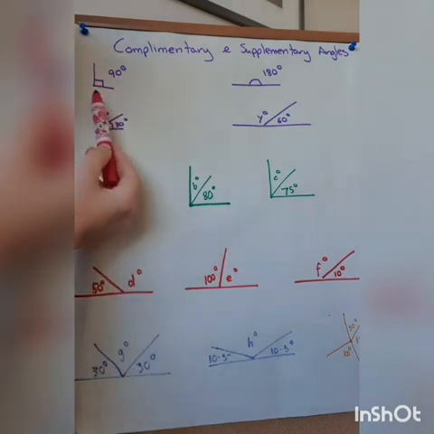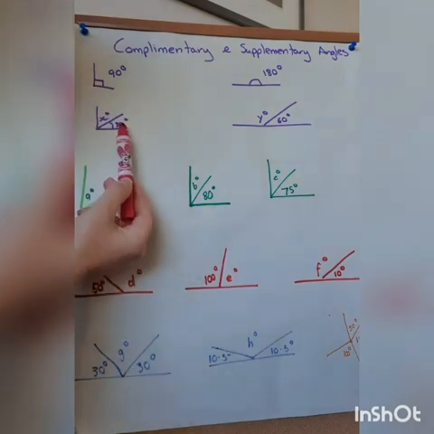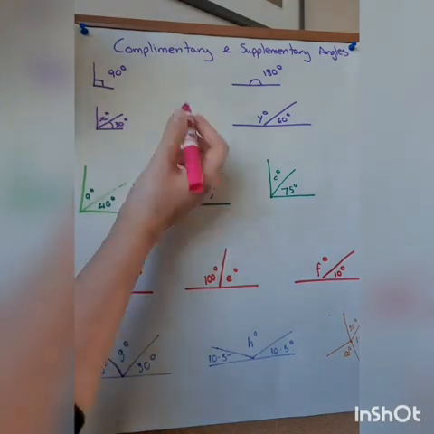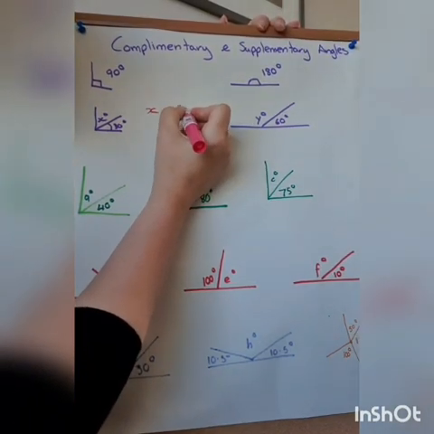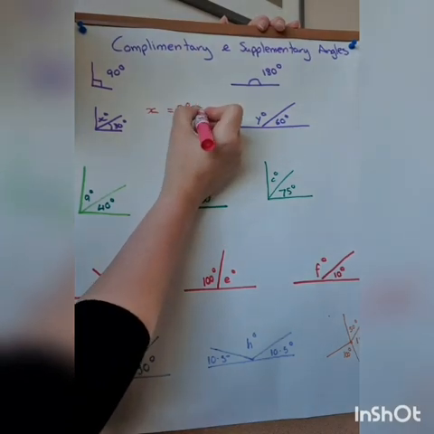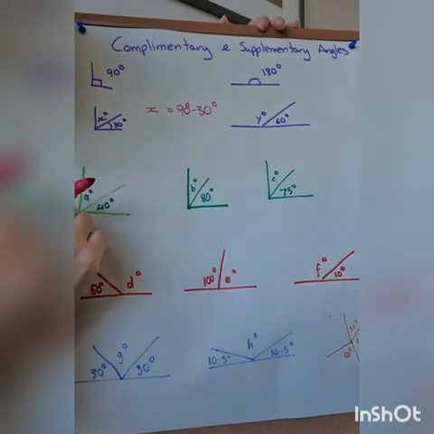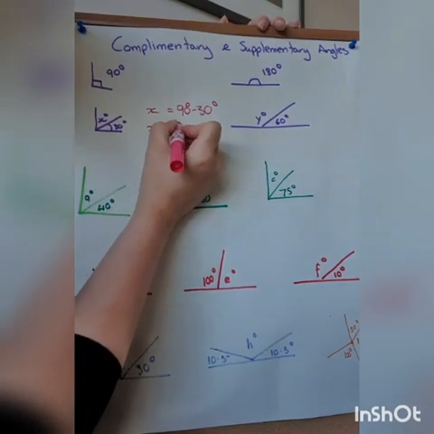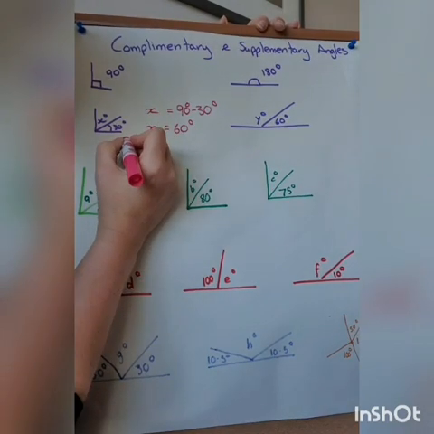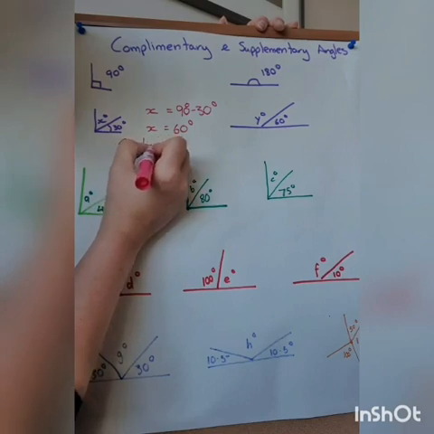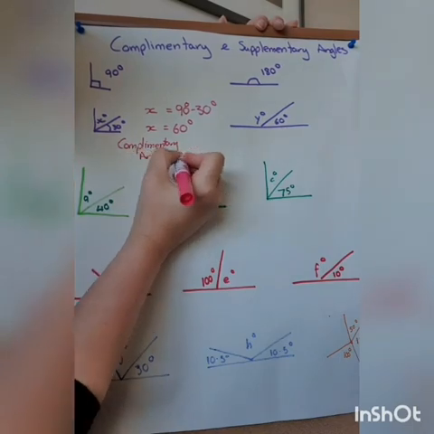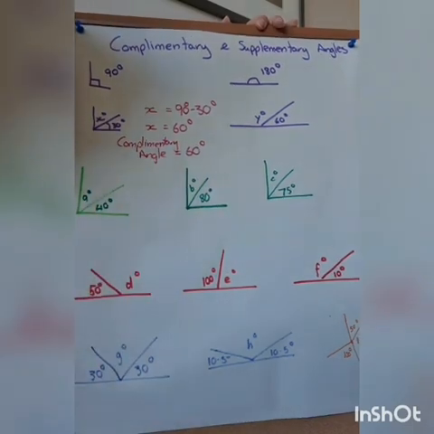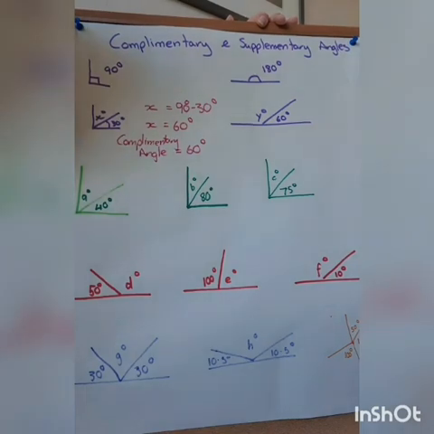When a right angle is split into 2, and you're given one of the angles, in this case 30 degrees, X is our complementary angle. So X is 90 degrees, take away the 30 degrees that we already know. So X is 60 degrees. And we would say our complementary angle is 60 degrees. Nice and simple.